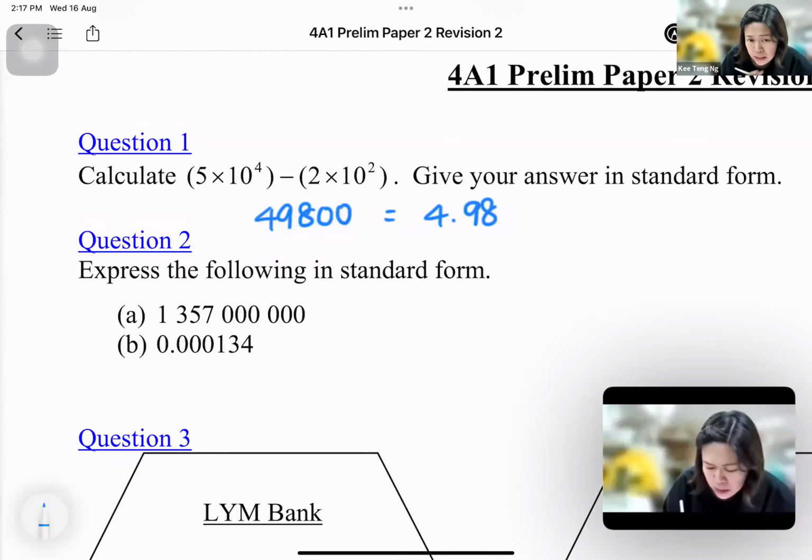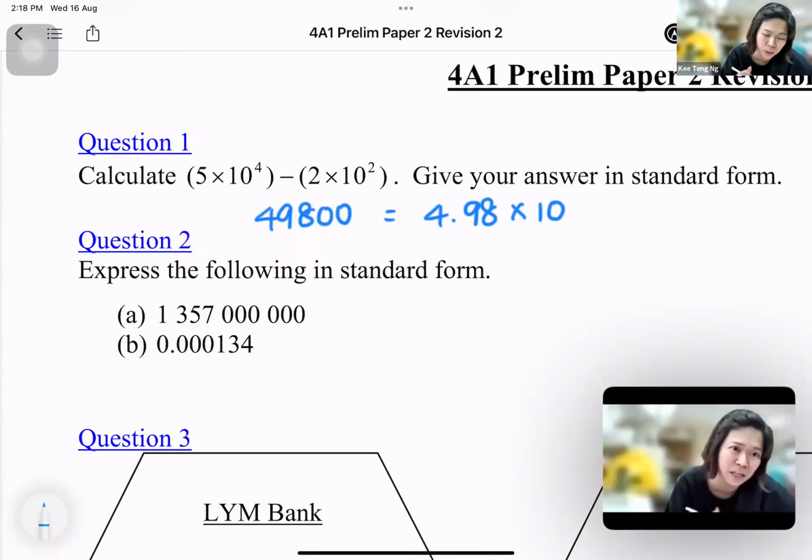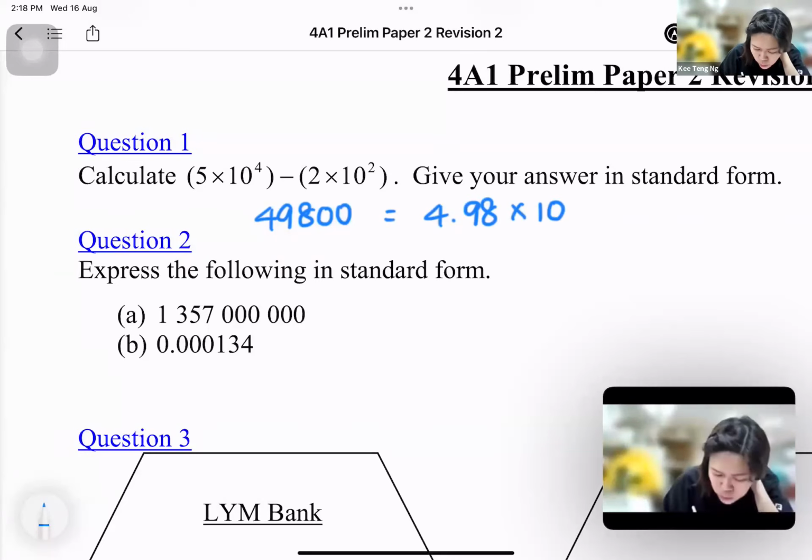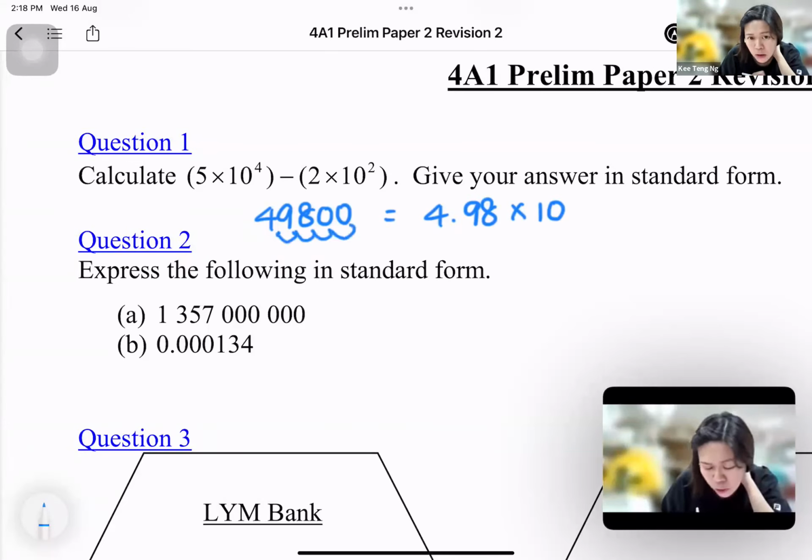4.98. I must make this number smaller than 10, bigger than 1. Then times 10 to the power. This is a large number, larger than 1, so the power should be a positive power. So 4.98, 1, 2, 3, 4. I need to multiply by 10 four times, so 10 to the power of 4.